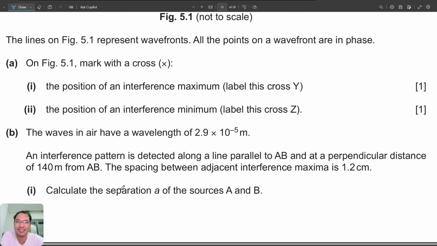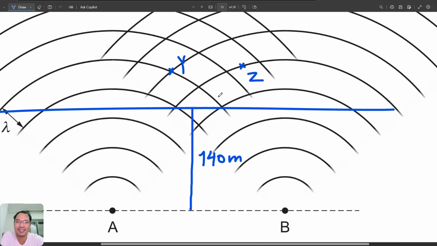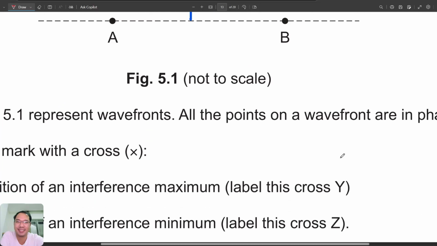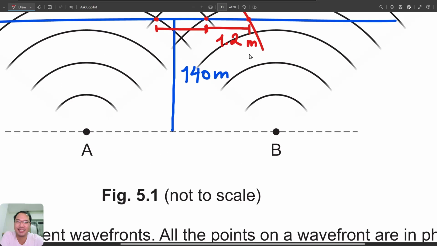Along that line, calculate the separation a of the sources A and B. The spacing between adjacent interference maxima, adjacent meaning next to each other, is determined from two maxima on this line. One maximum is this point, and another is this point, so the distance between these points is 1.2 meter. Not meter, centimeter. 1.2 centimeter. That is the statement of this problem.